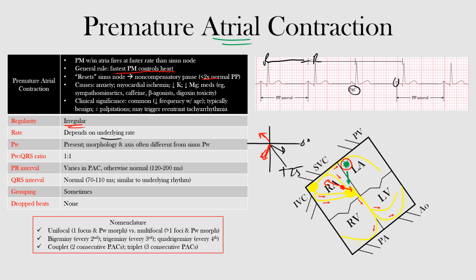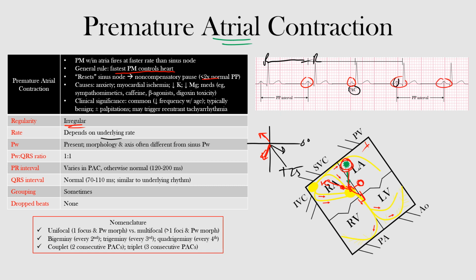So the morphology and the axis will be different from the normal sinus P waves, as we saw here, all right? There would be one-to-one conduction of the P waves to QRS complex. So even though it starts here, once it gets to the AV node, there should be no issue and it should get through to the ventricles, okay? In terms of the PR interval, we said that it varies depending on where it comes from, okay? If it's originating close to our AV node, it may have a shorter PR interval. If it's coming from farther away, we may have a longer PR interval, but it will otherwise be normal outside the PAC.